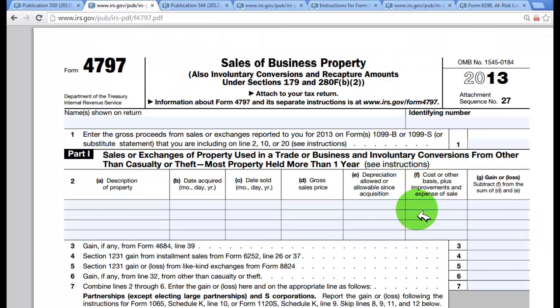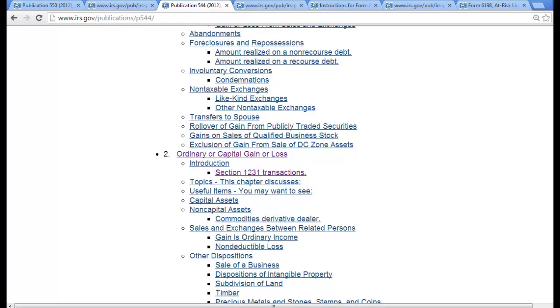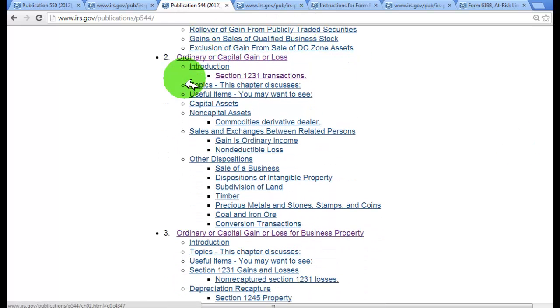Also, one thing to note, if you acquired the asset a different way other than by buying it outright, there are very specific rules for calculating basis for gifts or Section 1031 exchanges or involuntary conversions, etc. For more information on Section 1231 transactions and depreciation recapture, you can refer to Publication 544.